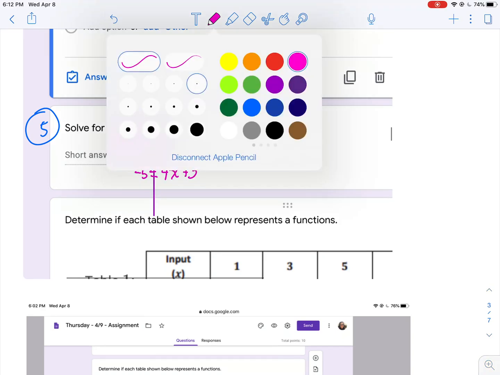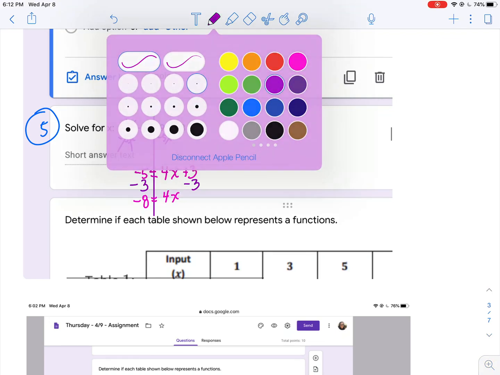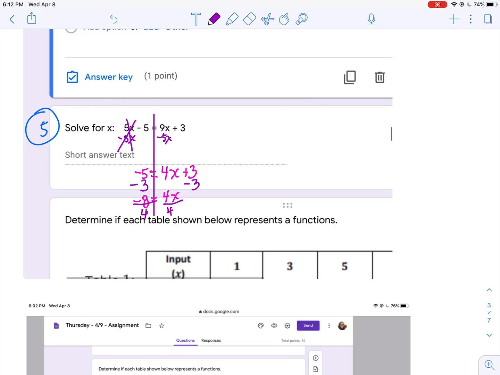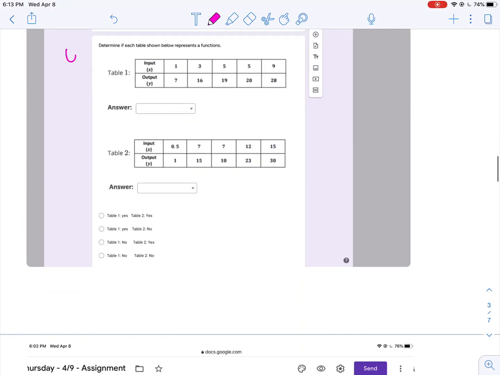And from here I have a two-step equation. So I'm going to subtract 3 on both sides, and I get negative 8 equals 4x. And then I'm going to get rid of the 4 by dividing it on both sides, and I get that x is equal to negative 2. So in the box there, you just want to write the number negative 2. Okay. Number 6. It says determine if each table shown below represents a function.